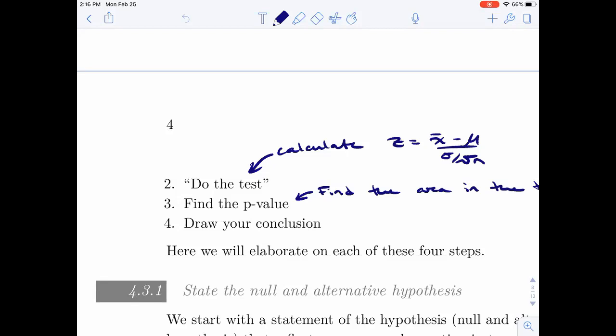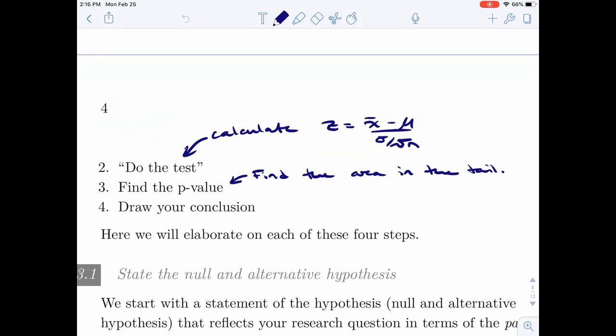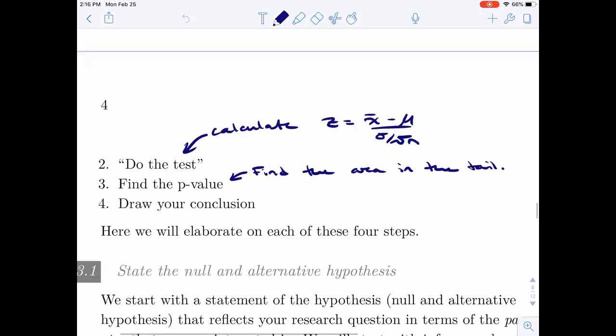Step 3 is find the p-value. The troublesome part about hypothesis testing is there's a lot of jargon: the p-value, the alpha level, all that fun stuff. So it'll take a little bit of work on your part to keep track of what they all are. The p-value is typically just the area in the tail, and you know how to do that using the z-table. You found your sample mean, and maybe it is in the lower tail, so then the area in the tail would be everything below it, and vice versa, which you've done as well.